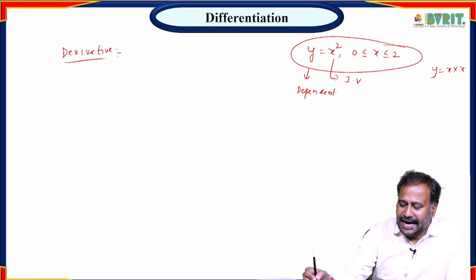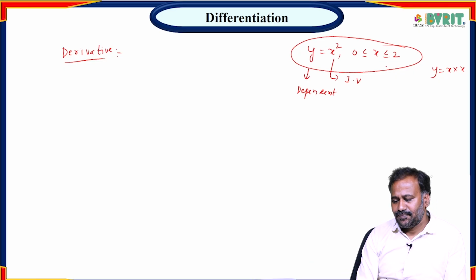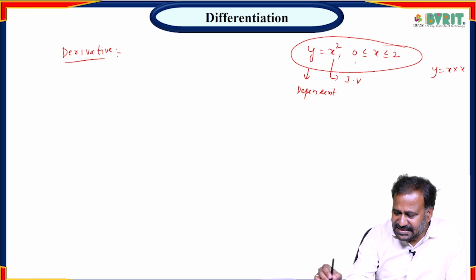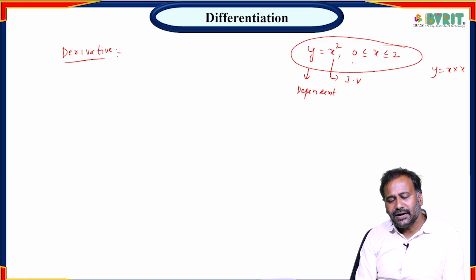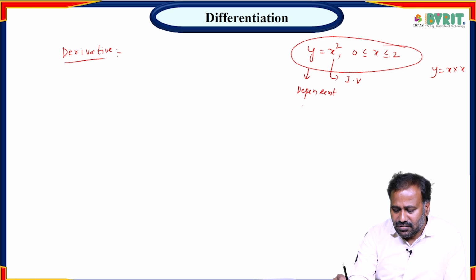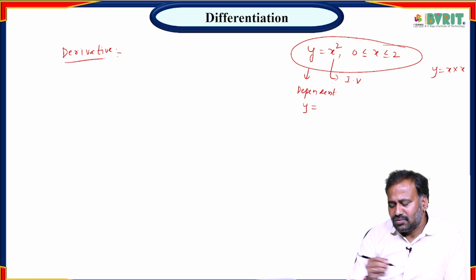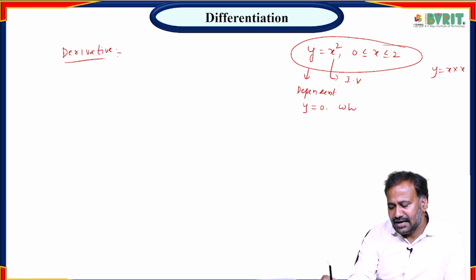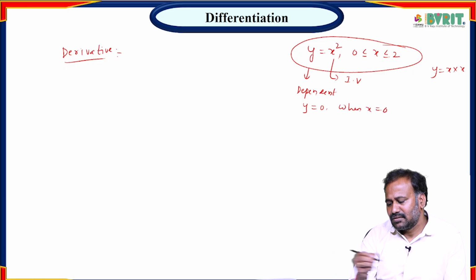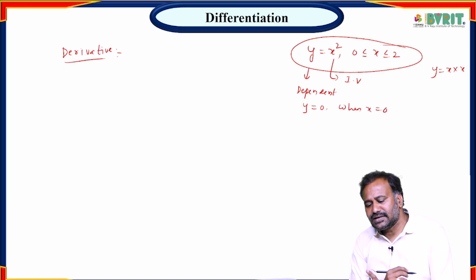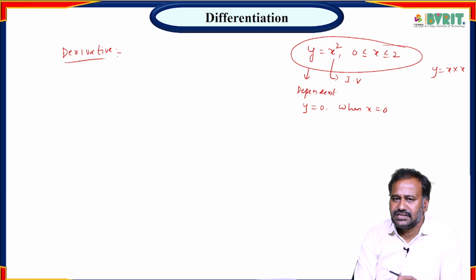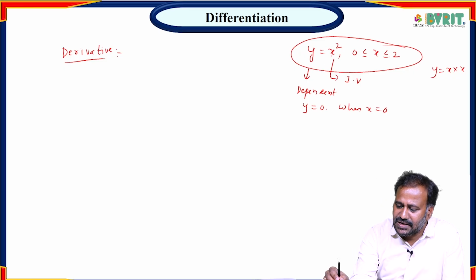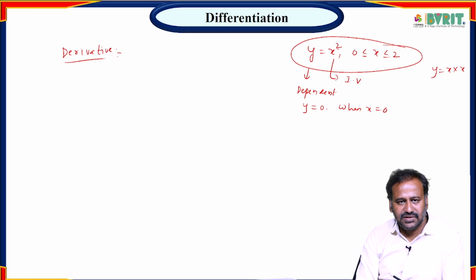Now, as per this example, x is restricted between 0 and 2. That means it's taking integer values 0 to 2. The value of y is 0 when x is 0. If you substitute x is equal to 0 in y is equal to x squared, that means if I replace x with 0, I'll get the y value as 0.